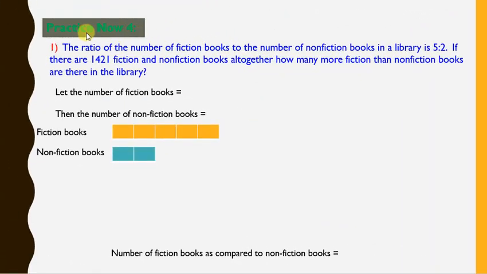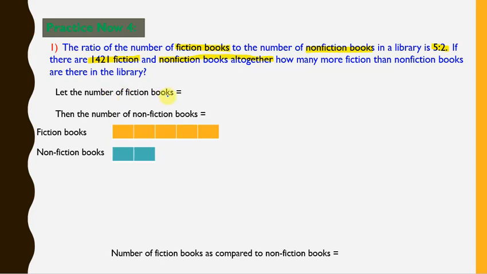Now in a similar manner we will solve practice now 4. The ratio of the number of fiction books to the number of non-fiction books is 5:2. If there are 1421 fiction and non-fiction books all together, how many more fiction than non-fiction books are there in the library? Okay, let's solve it.